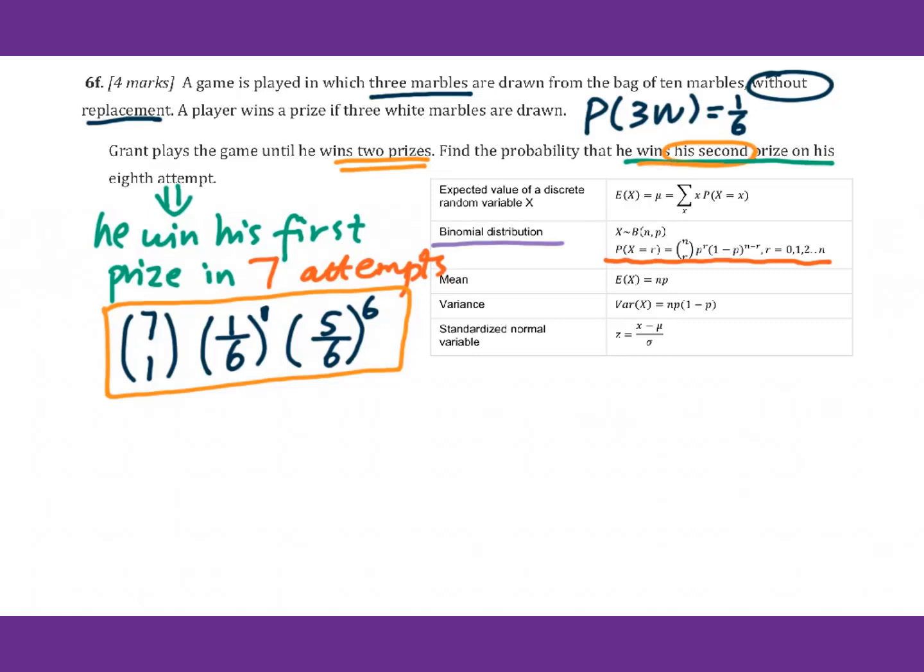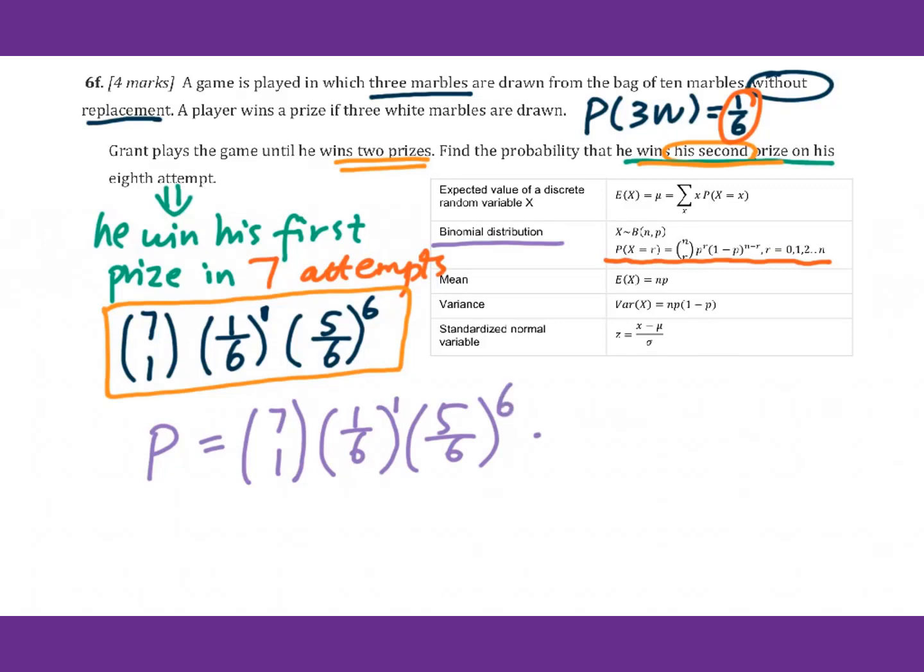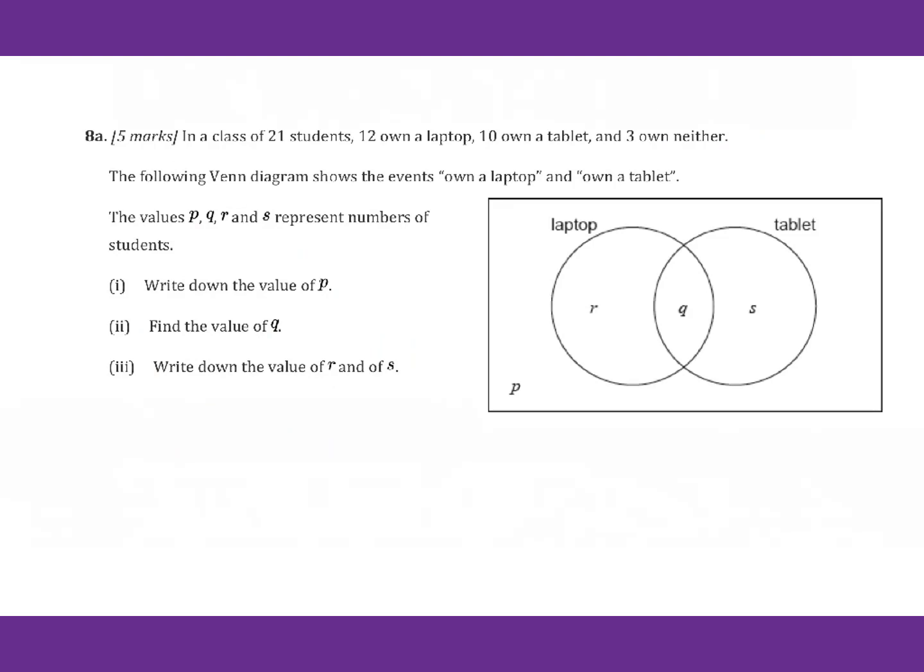Then he wins his second prize on his 8th attempt. What's the probability for that? We already know that is 1 over 6. Therefore, the probability we are looking for will be 7 choose 1, times 1 over 6 to the first power, times 5 over 6 to the 6th power, times 1 over 6. We put it into the graphing calculator, and you will get 0.0651.